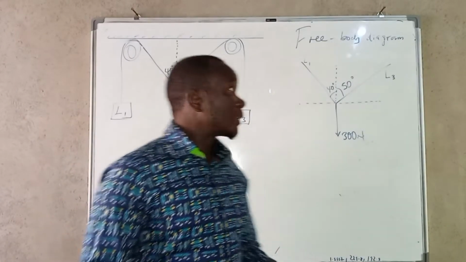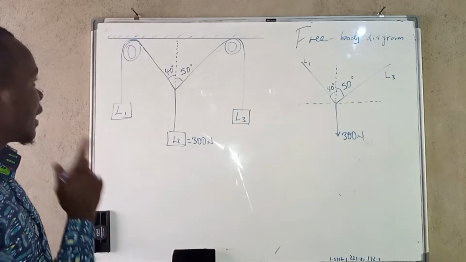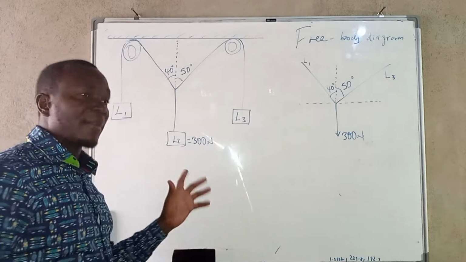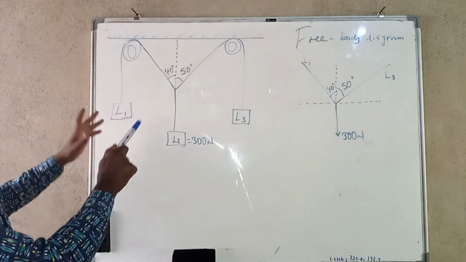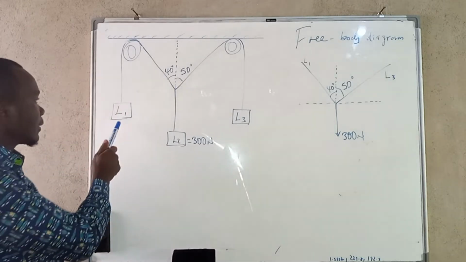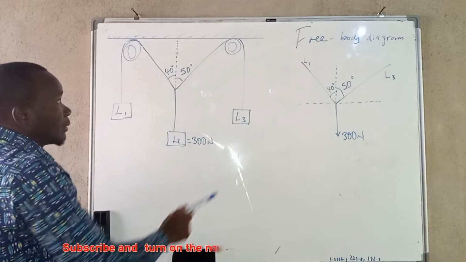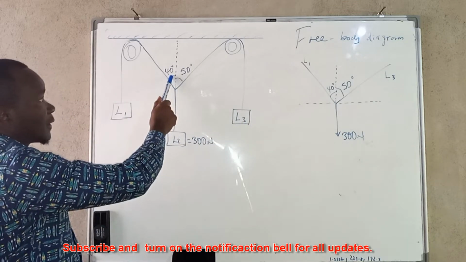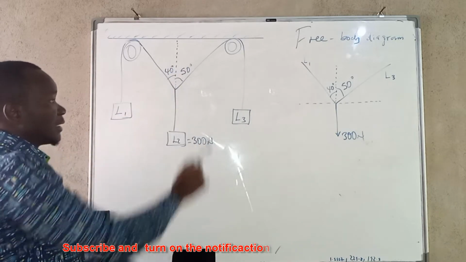Welcome to this exciting question, which is under static equilibrium, and it is number 5 in derivation number 8. It is a question where we've been given this kind of a fluid system, with loads L1, L2 and L3, and this is angle 40 degrees, this is angle 50 degrees.